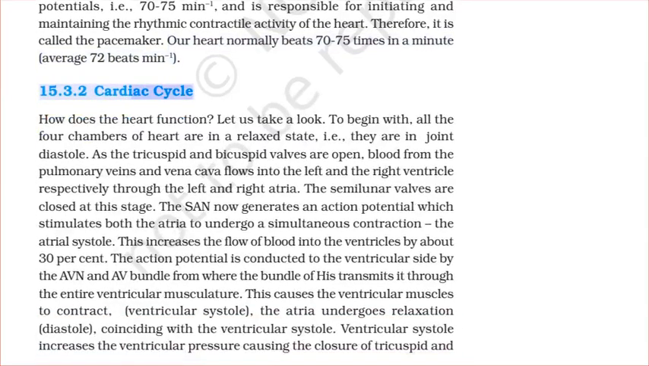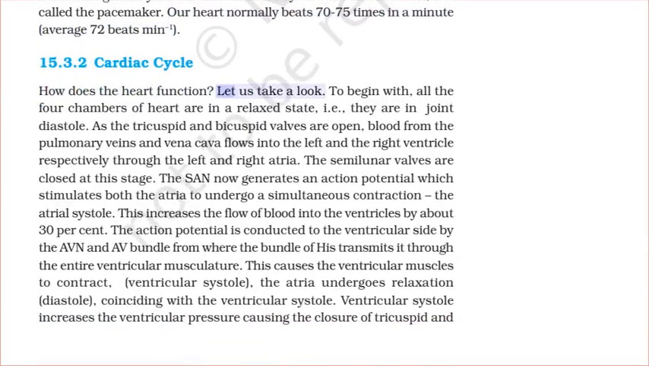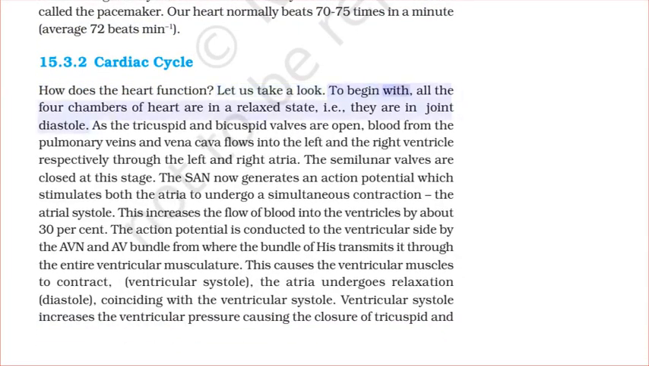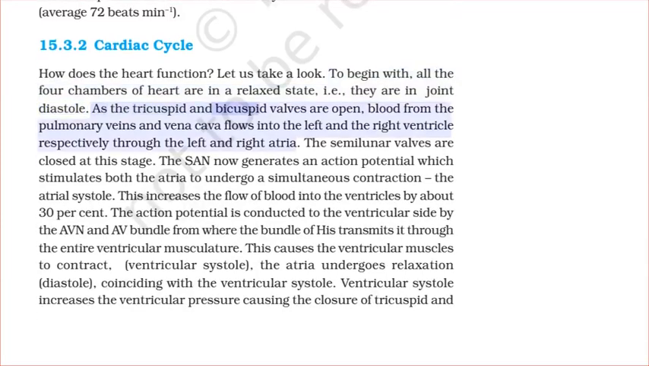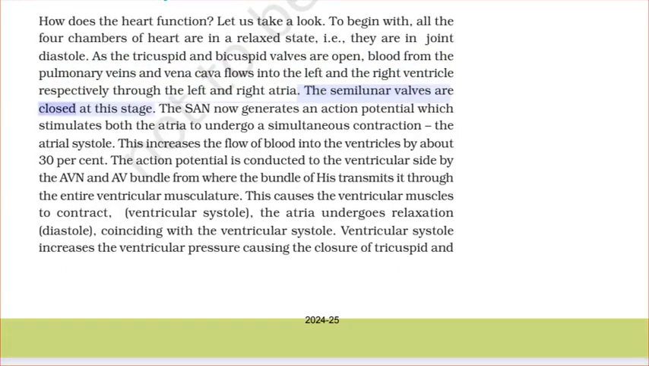Cardiac cycle. How does the heart function? Let us take a look. To begin with, all the four chambers of the heart are in a relaxed state, that is, they are in joint diastole. As the tricuspid and bicuspid valves are open, blood from the pulmonary veins and vena cava flows into the left and the right ventricle respectively through the left and right atria. The semilunar valves are closed at this stage.